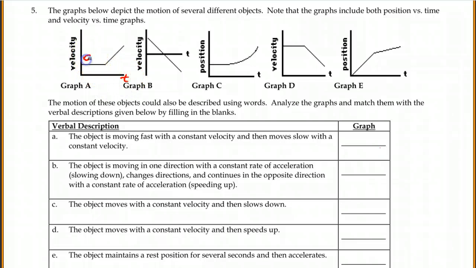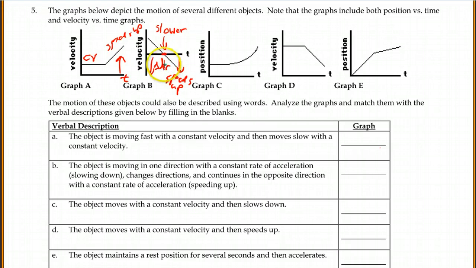This shows constant velocity, so it stays at the same speed, and then trending away from 0, so it speeds up. Gets faster. This one shows it slowing down. It's also a velocity time graph, so it's trending towards 0, so it slows first, and then it speeds up. But as it speeds up, it's on the other side of 0, so that means it's changed direction.